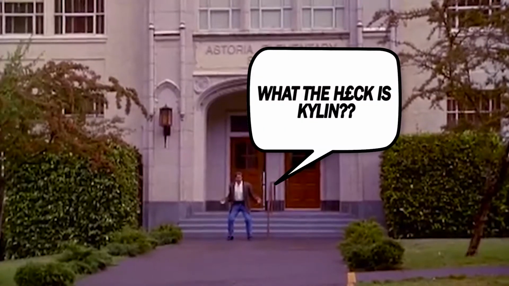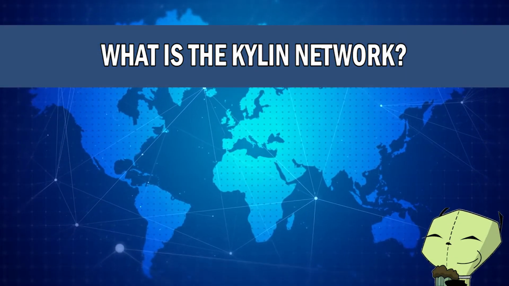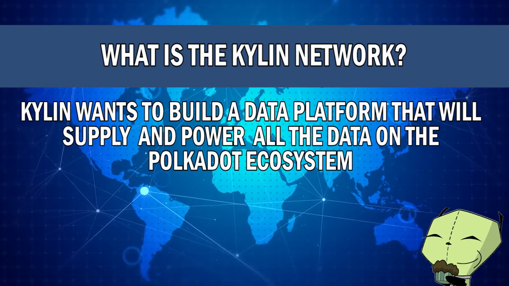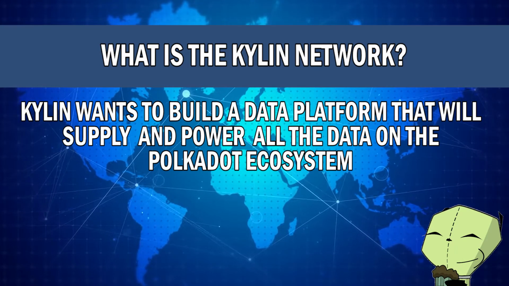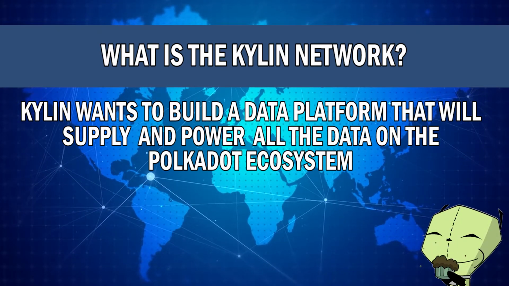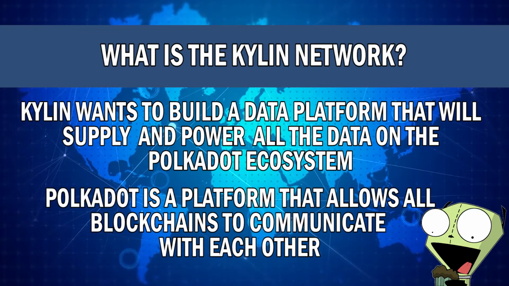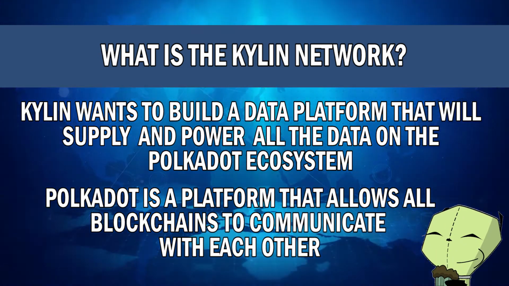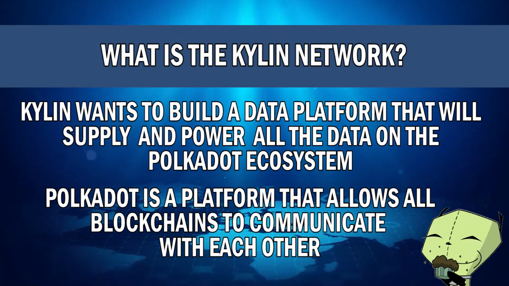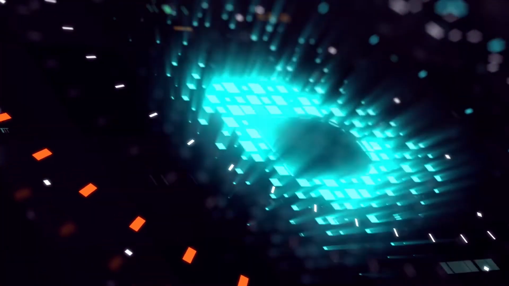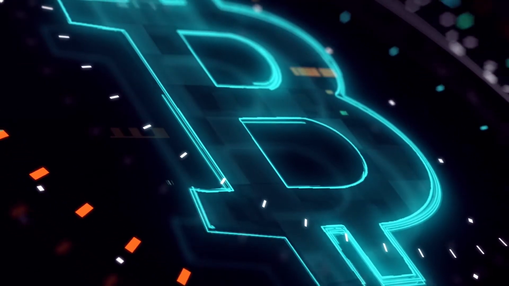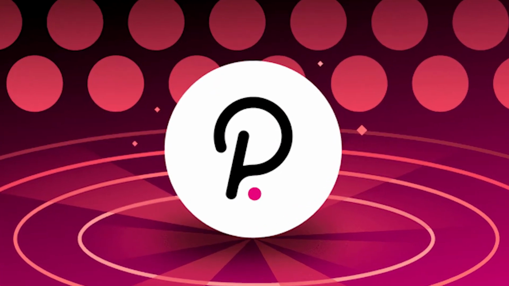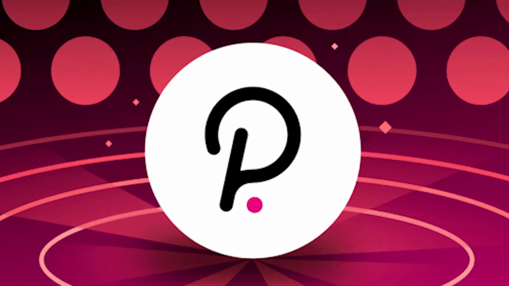The Kylin Network has one simple goal, and that is to build a data platform that will supply and power all the data on the Polkadot ecosystem. Now remember, Polkadot is a platform that allows all blockchains to connect and communicate with each other. In general, all blockchains operate and communicate solely on their own. Okay, so they're isolated from one another. Polkadot is aiming to eliminate this problem and allow them all to connect and link together.